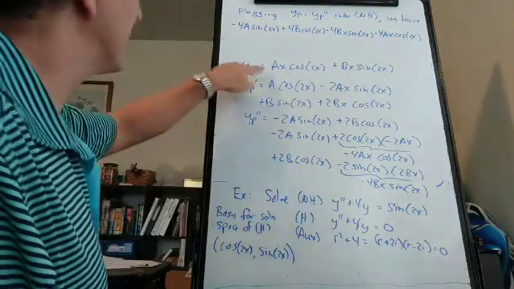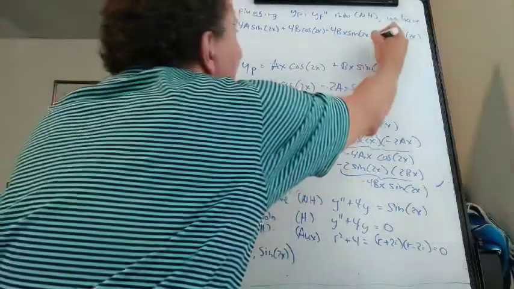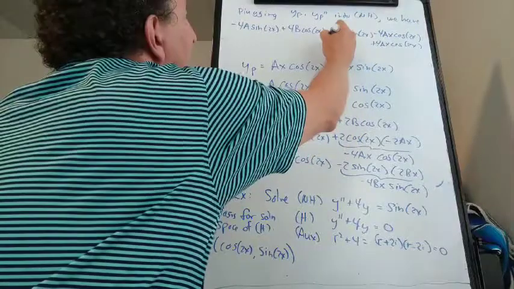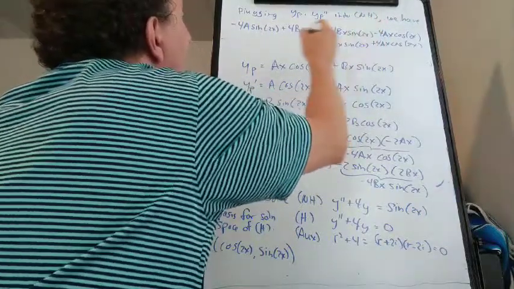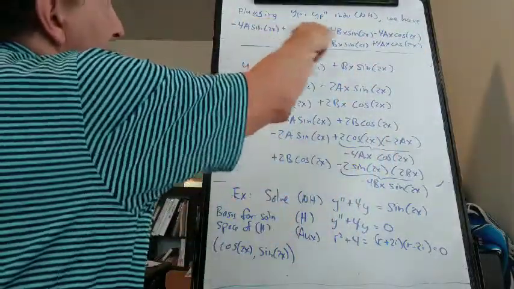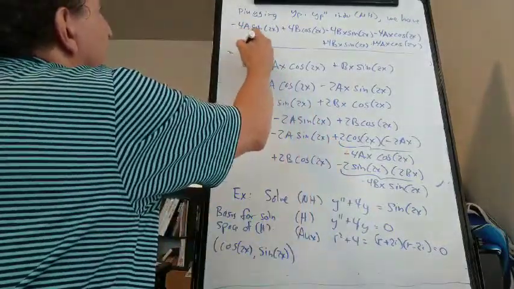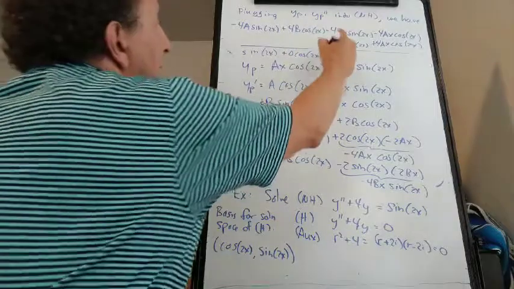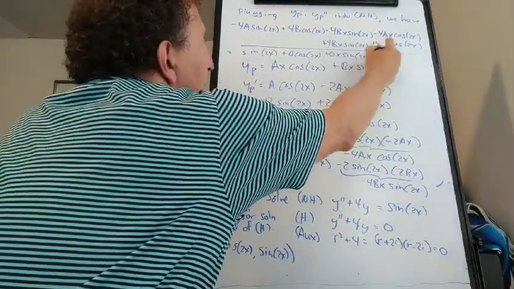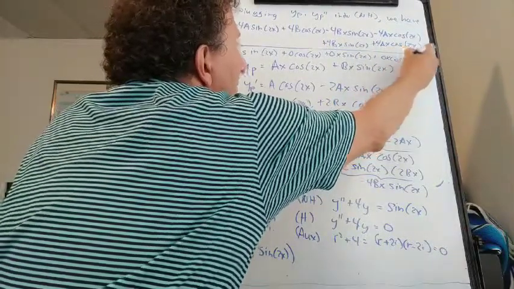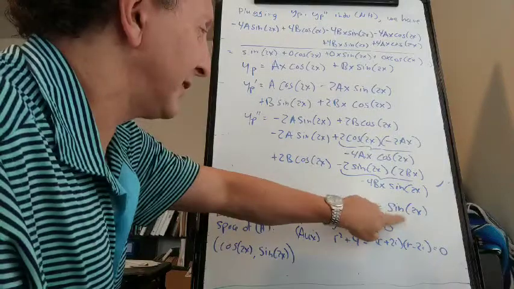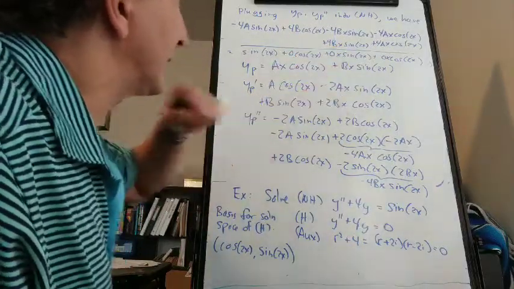y double prime plus 4y. So plus 4y is plus 4ax cosine 2x and plus 4bx sine 2x. All of that added together should be equal to sine 2x plus 0 cosine 2x plus 0x sine 2x plus 0x cosine 2x. I'm writing the zeros here just because the only thing we have on the right hand side is the sine 2x. We don't have any cosine 2x, we don't have any x sine 2x, we don't have any x cosine 2x.